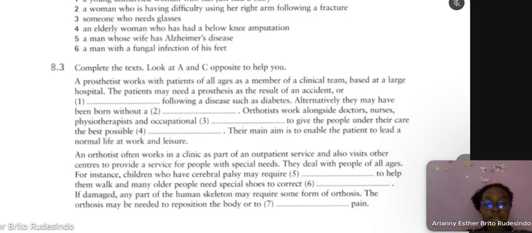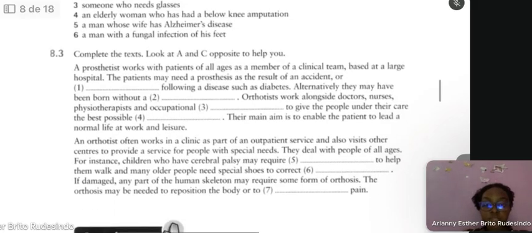Orthotists work alongside doctors, nurses, physiotherapists, and occupational therapists to give the people under their care the best possible treatment. Their main aim is to enable the patient to lead a normal life at work and leisure. Prosthetists and orthotists often work in a clinic as part of an outpatient service and also visit other centers to provide a service for people with special needs. They deal with people of all ages.